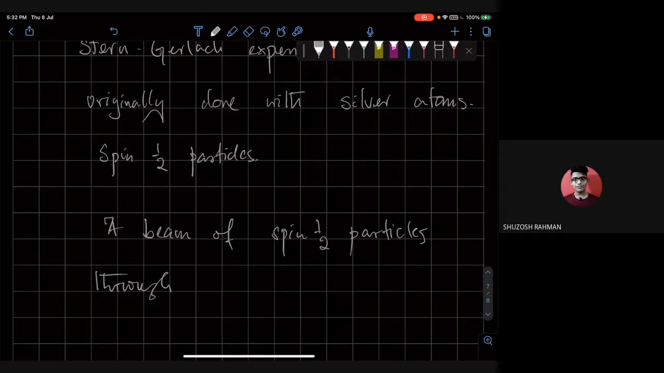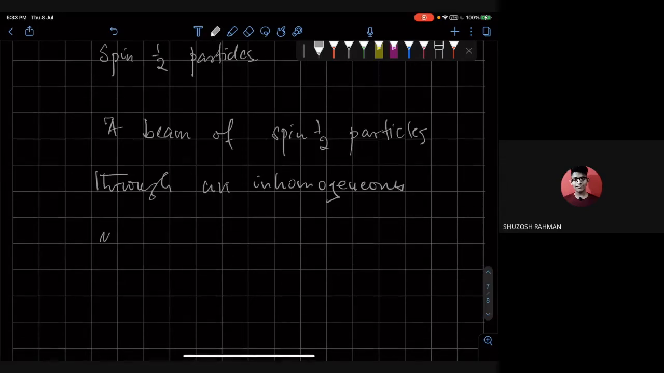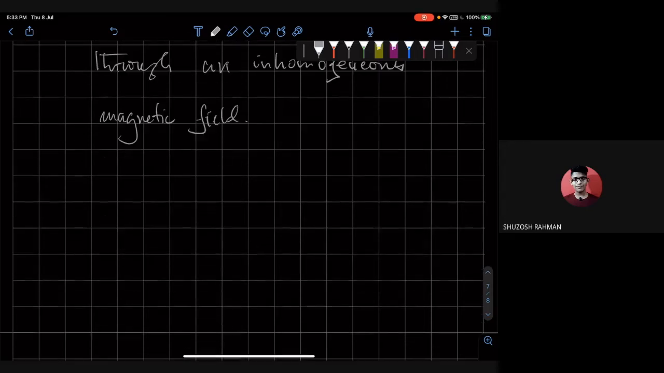Okay, so what Stern and Gerlach did is that they took a beam of spin-half particles and sent it through an inhomogeneous magnetic field. This is kind of a genius move. So how did they create such an inhomogeneous magnetic field?